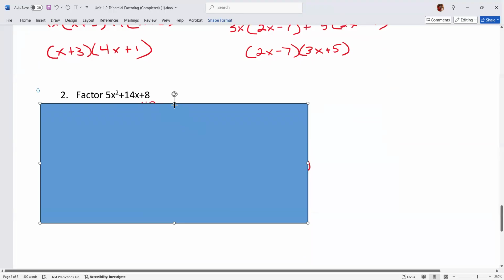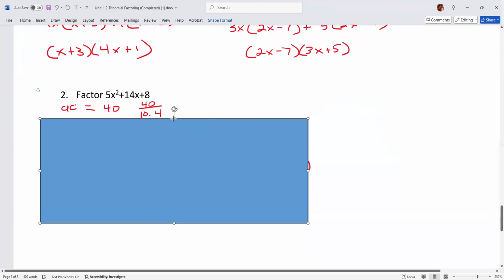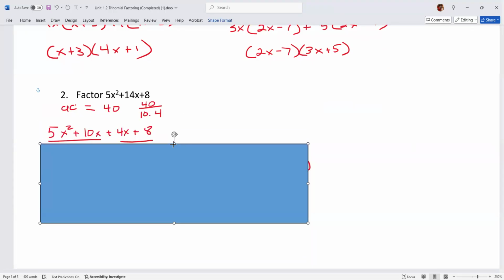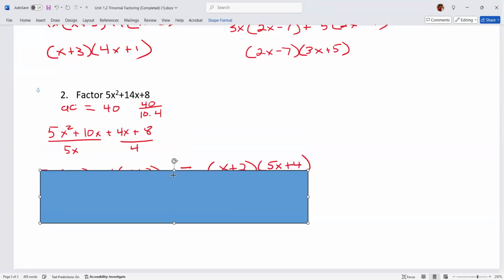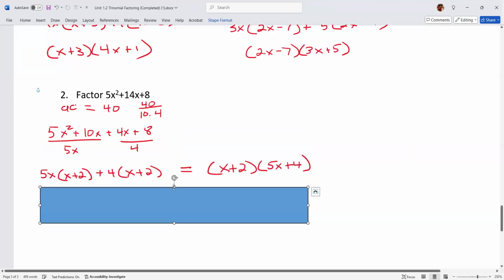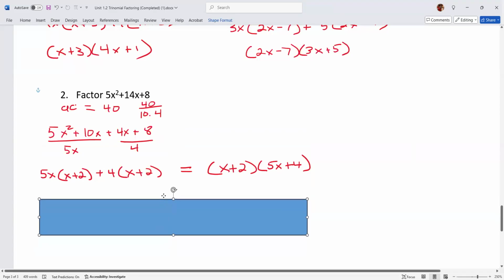So therefore, the AC method, I'm looking for factors of 40. A times C is 40 that add to 14. That would be the 10 and 4. Break the middle term, 14x, into 2 terms, 10x plus 4x. I now group, pull out the greatest common factors, and there is the solution.